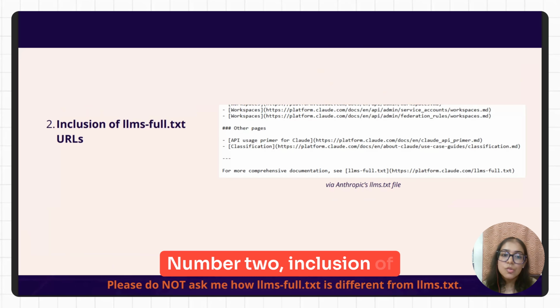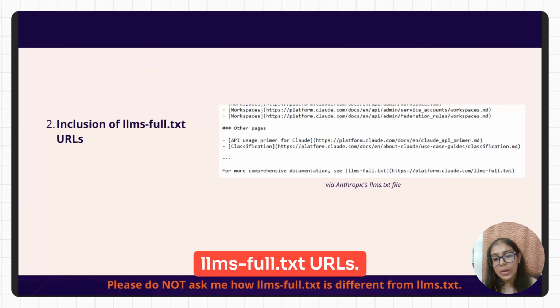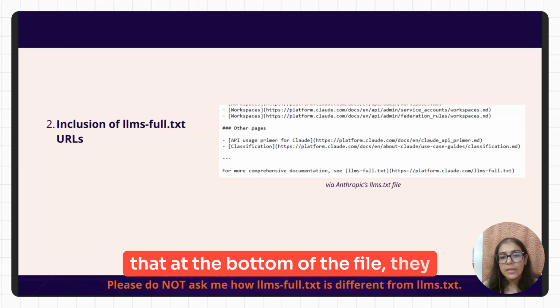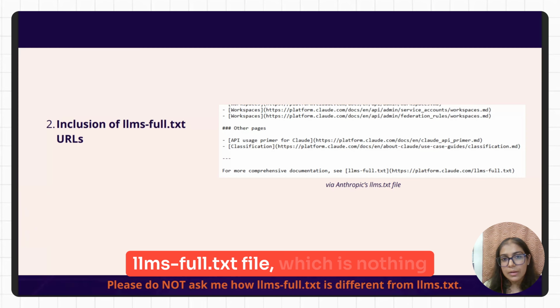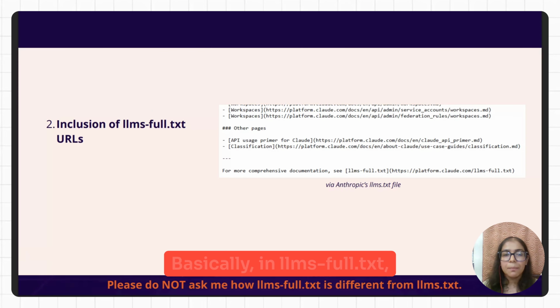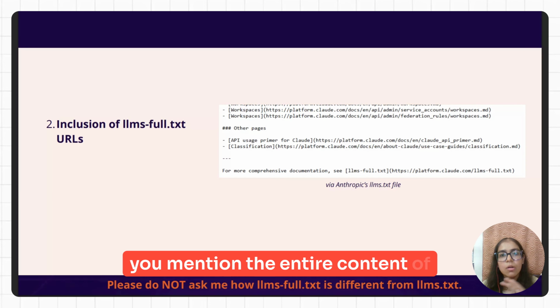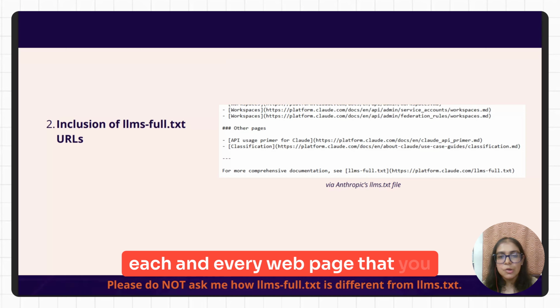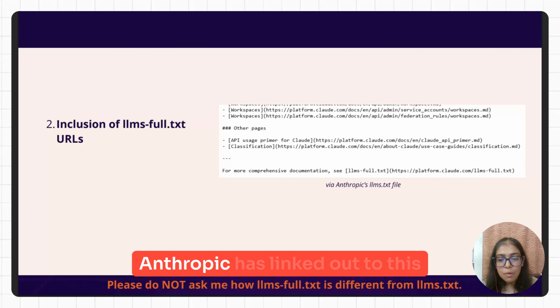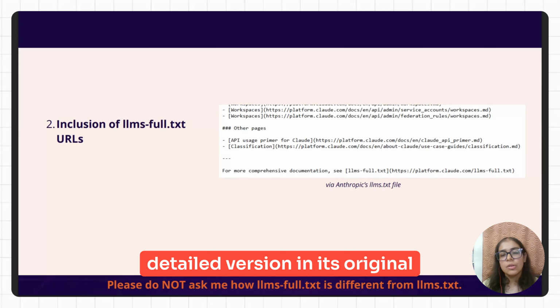Number two, inclusion of llms-full.txt URLs. In Anthropic's llms.txt file, we saw that at the bottom of the file, they have mentioned the link to their llms-full.txt file, which is nothing but a more comprehensive version of the llms.txt file. Basically, in llms-full.txt, you mention the entire content of each and every web page that you have already listed in llms.txt. That is the only difference, and Anthropic has linked out to this detailed version in its original llms.txt file as well.